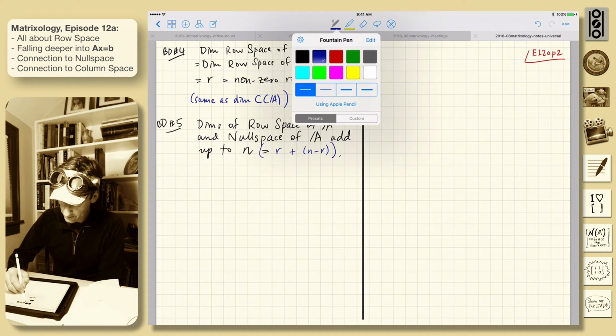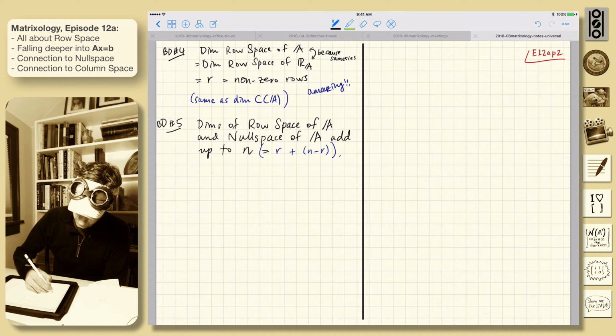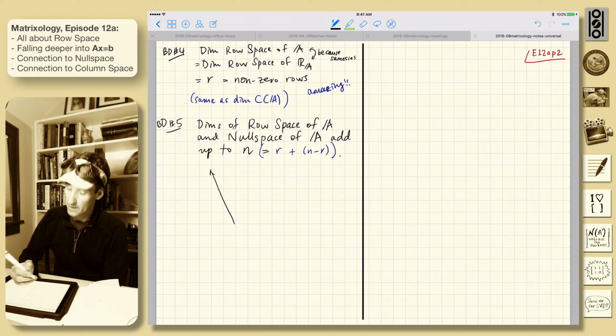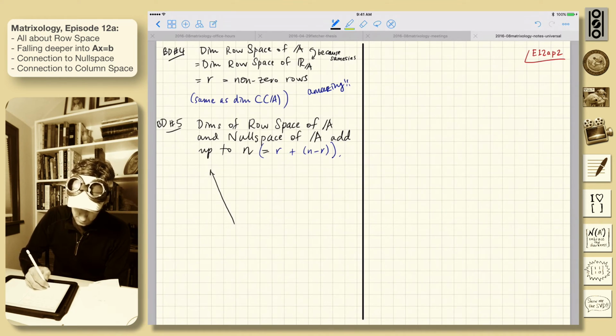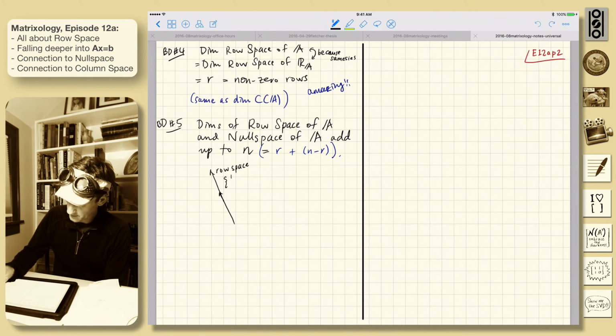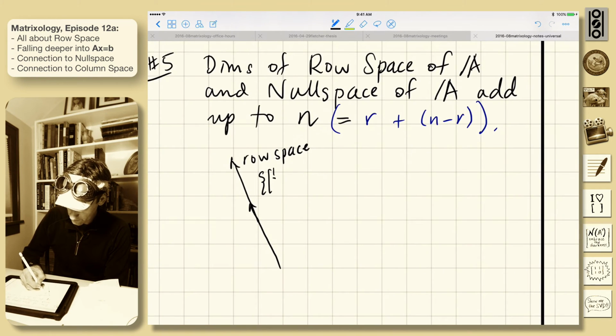Let me just say it here, I suppose. So for example, this is for Inigo actually. So this is the row space. Let's say this is basis 1, 2, 1.